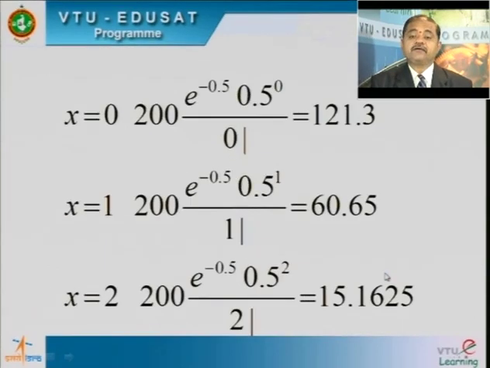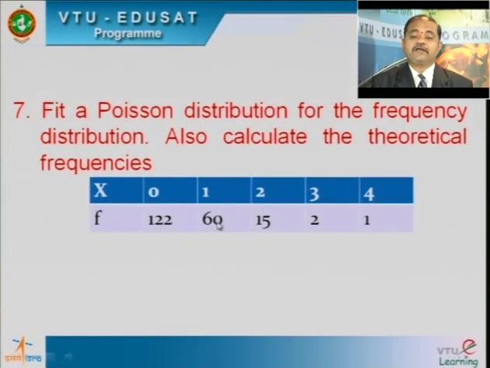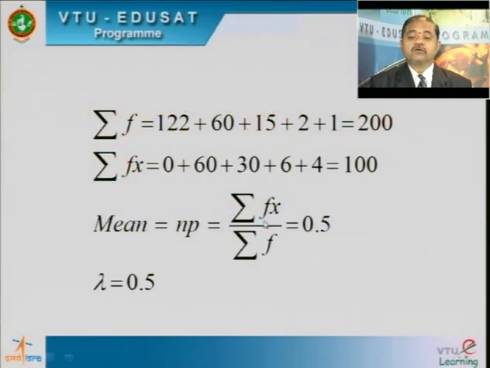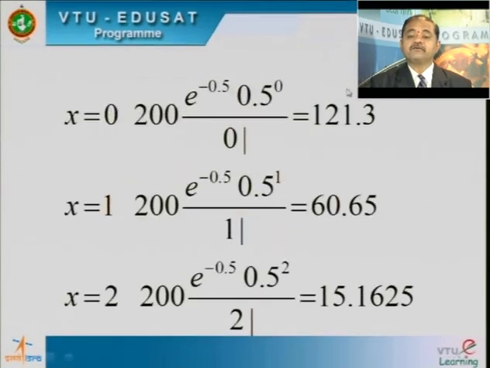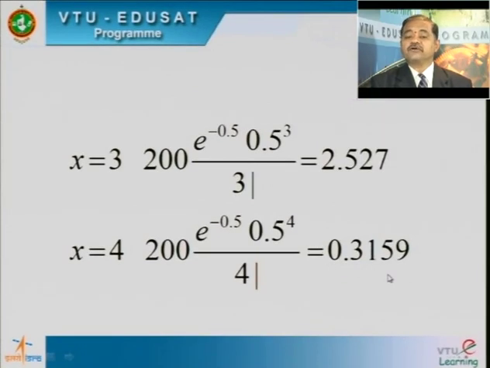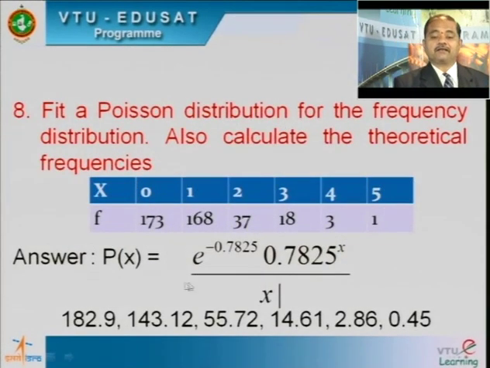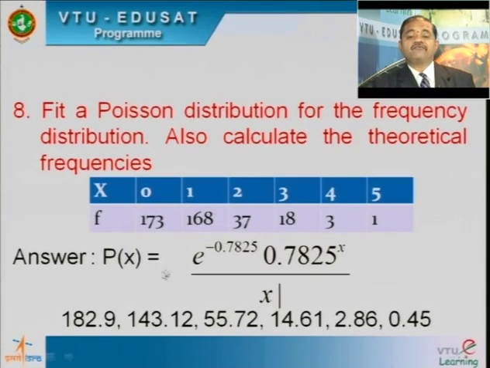So you can see it is almost similar to the given, here 122, 60, 15, correct? Go there and see: 121, 60, 15, almost the last value is 0.0, so you will get nearer values for the theoretical frequencies. One more example you have to calculate. What is the value of lambda? Here you can see 0.7825, it is going to be the lambda value. Again 0, 1, 2, 3, 4, 5, so my n value is going to be 5.